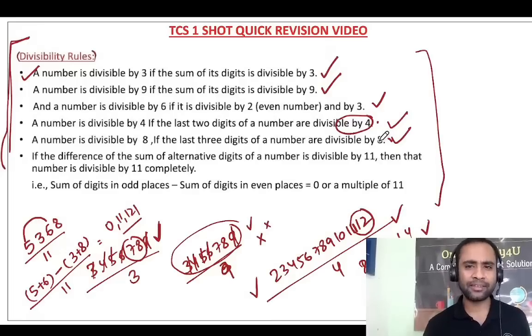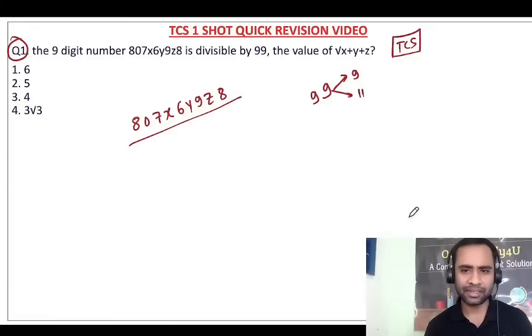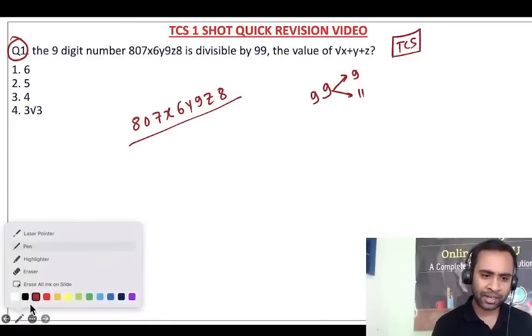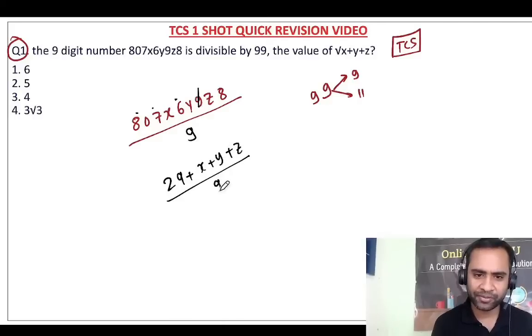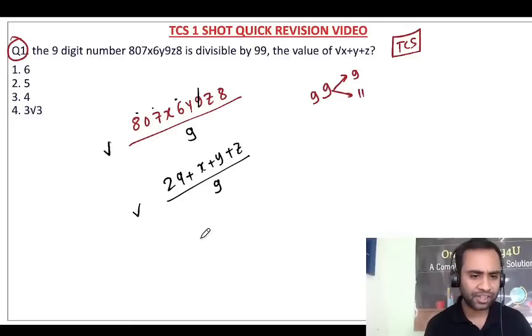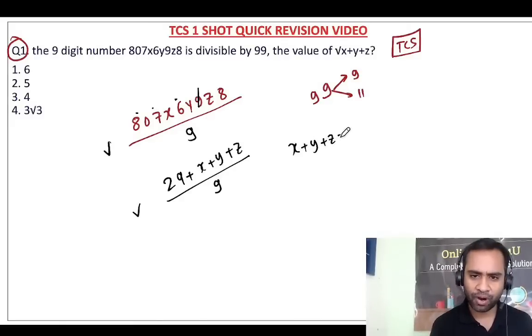See, if you know the divisibility rule of these numbers, then it will be easy for you. Now, can you tell me how this number will be divisible by 9? So 9 is gone, okay, and then 8 and 7 is 15, 15 and 6 is 21, 29. 29 plus x plus y plus z. Now this should be divisible by 9, then this number will be divisible by 9. Now x plus y plus z, what should we keep?